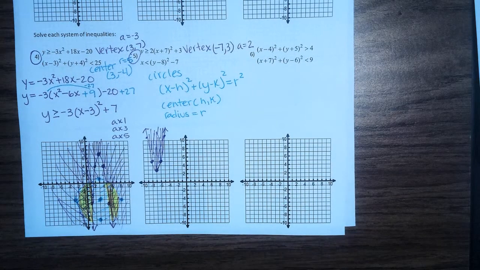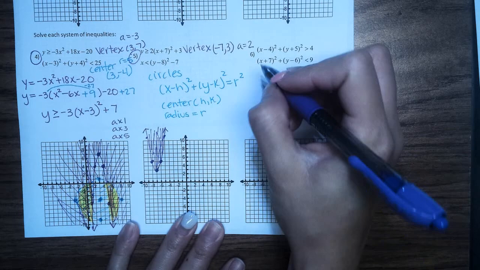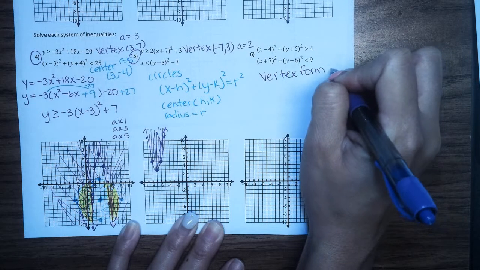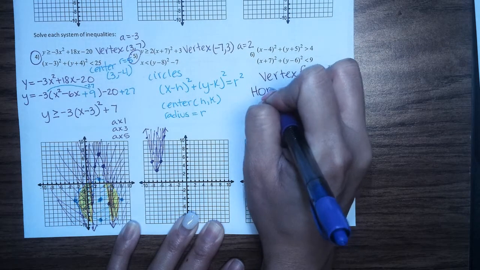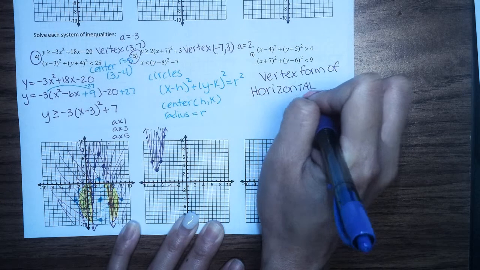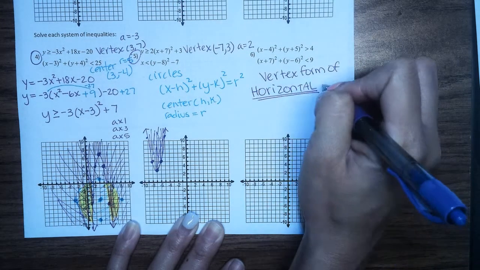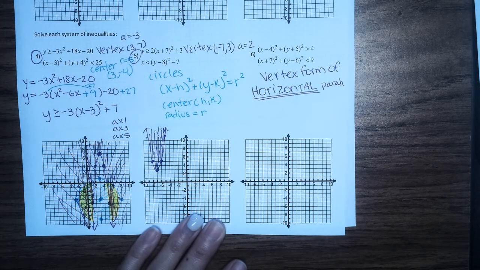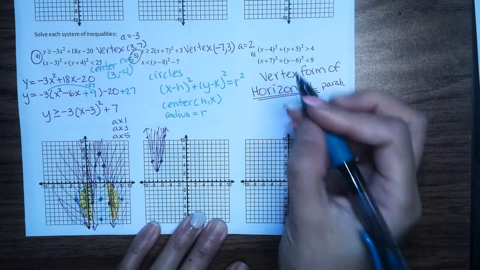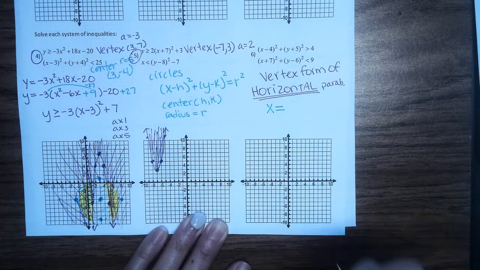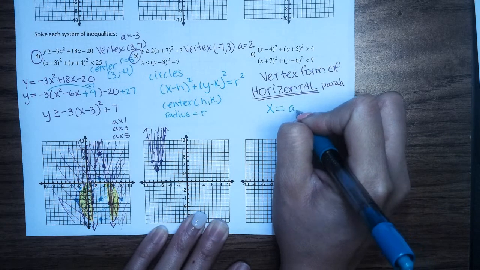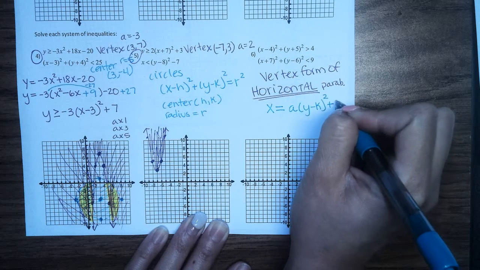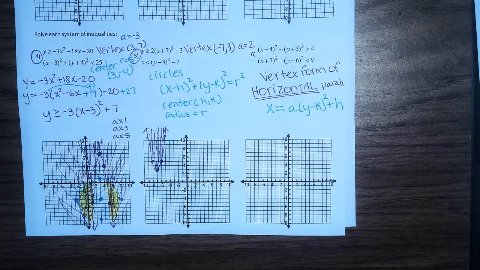Let me give you the vertex form of a horizontal parabola. So let me write it over here. Vertex form of horizontal parabola. So the vertex form of a horizontal parabola, here it goes. It is x equals. Instead of y equals, it's going to be x equals a times (y minus k) squared plus h. So that you'll need to know.